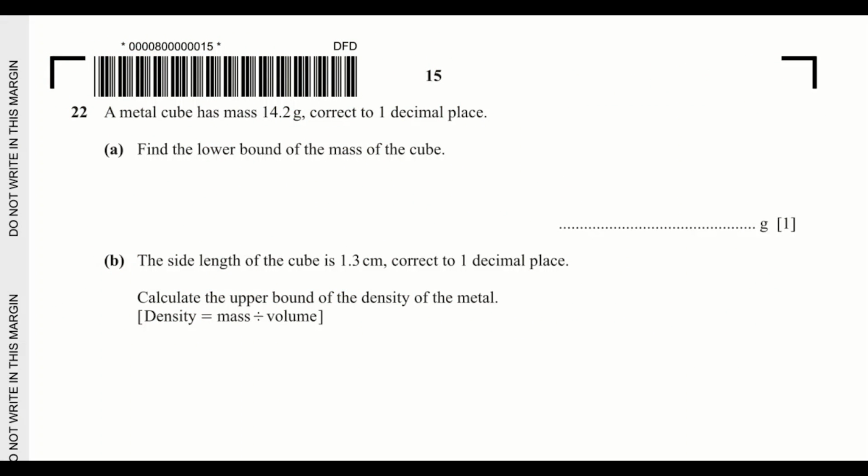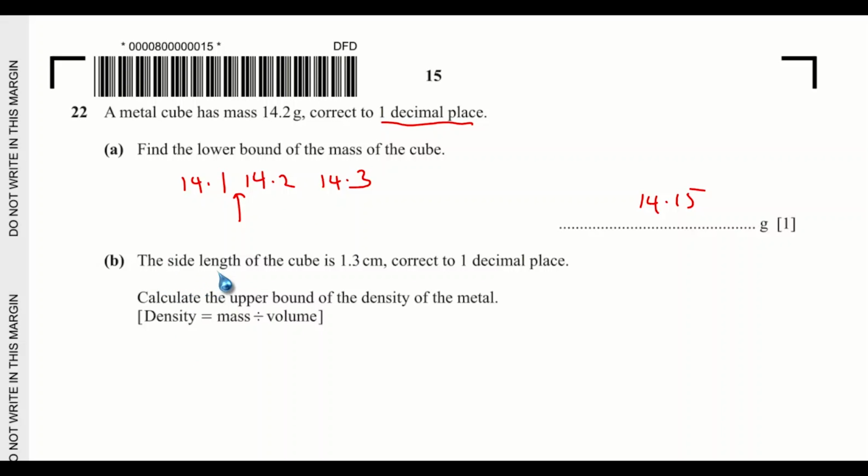Question 22. A metal cube has mass 14.2 grams, correct to 1 decimal place. Find the lower bound of the mass of the cube. Since it is correct to 1 decimal place, we count in tenths. So we have 14.2, the next one will be 14.3, and the one before will be 14.1. So the lower bound is the midpoint of 14.1 and 14.2, which is 14.15 grams. You can add the two numbers together and divide by 2. That is pretty easy.